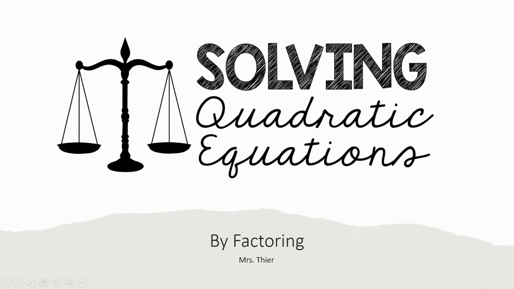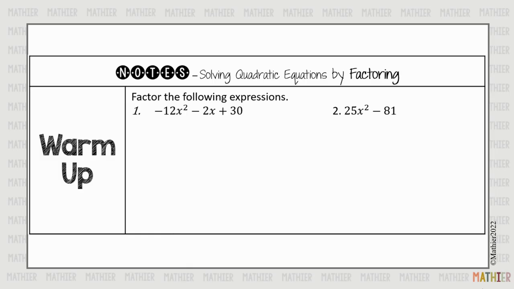Today we're solving quadratic equations by factoring. To warm up, let's factor these expressions to review what we know about factoring. So when we look at number 1, notice that all of these coefficients are divisible by 2 and that this leading coefficient is negative. So what I want to do first is factor out a negative 2.